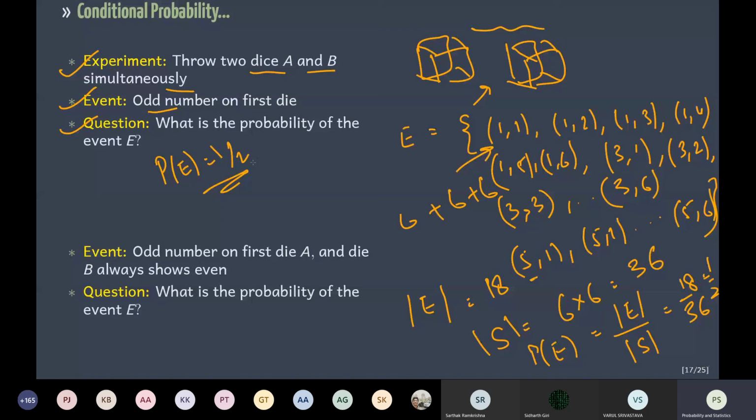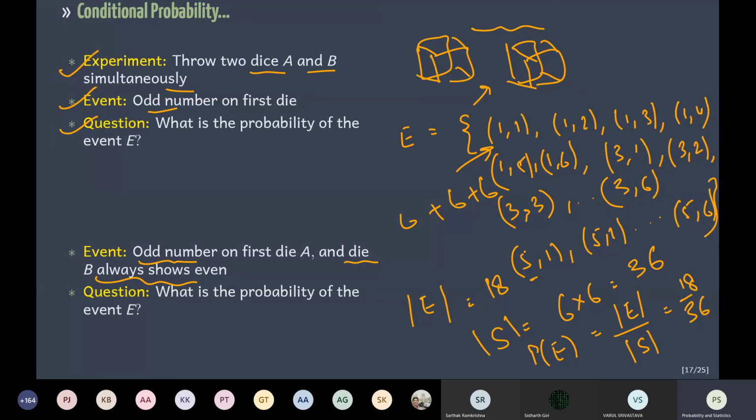So let us now consider this problem. The event is the same, but now you are given an additional condition, that die B will always show even. Die B is made in such a way that, like someone told you, die B is going to show you even. So the additional condition given to you is that the die B output will be even.